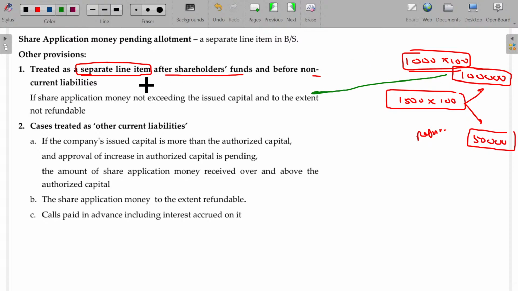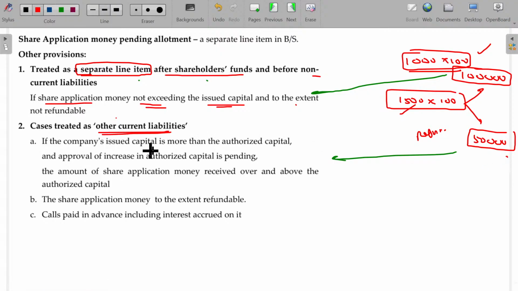This will be shown as a separate line item after the shareholders' funds and before the non-current liabilities. In case it is refundable and not converted into share capital, it will be shown as part of current liabilities. If share application money does not exceed the issued capital, it is shown to the extent non-refundable. So the company planned to issue only 1 lakh, but we collected 1 lakh 50,000 rupees worth of share money from the investors. I am able to issue only to the extent the company proposed, which is 1 lakh. Another 50,000 is going to be refundable only. So here you see it is treated as other current liabilities.